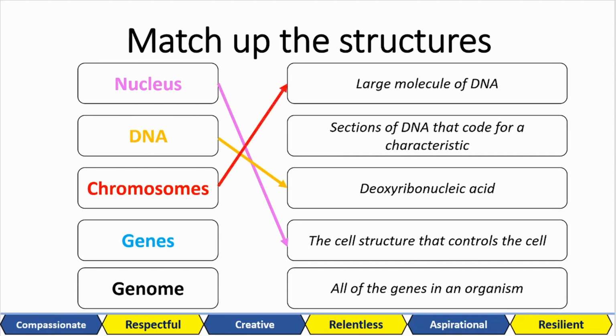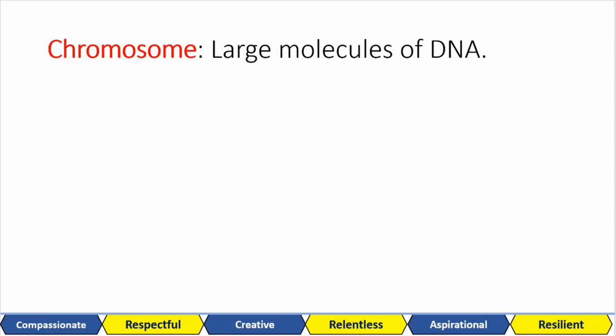Chromosomes are large molecules of DNA. Genes are sections of DNA that code for a particular characteristic. This could be either a structural or a behavioral characteristic. And finally, the genome is all of the genes in an organism. And so, chromosomes are these large molecules of DNA.